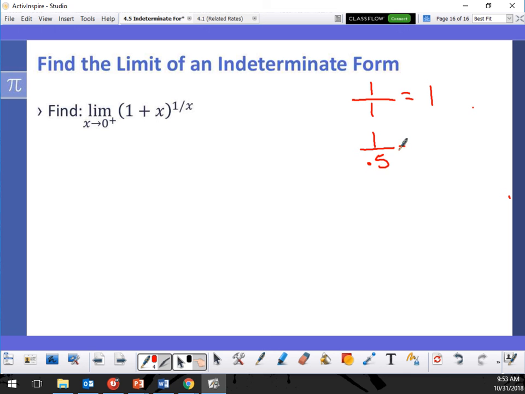So 1 over 0.5. What's that going to give me? 2. So 1 over 0.1 is going to give me 10, and 1 over 0.01 gives me 100.